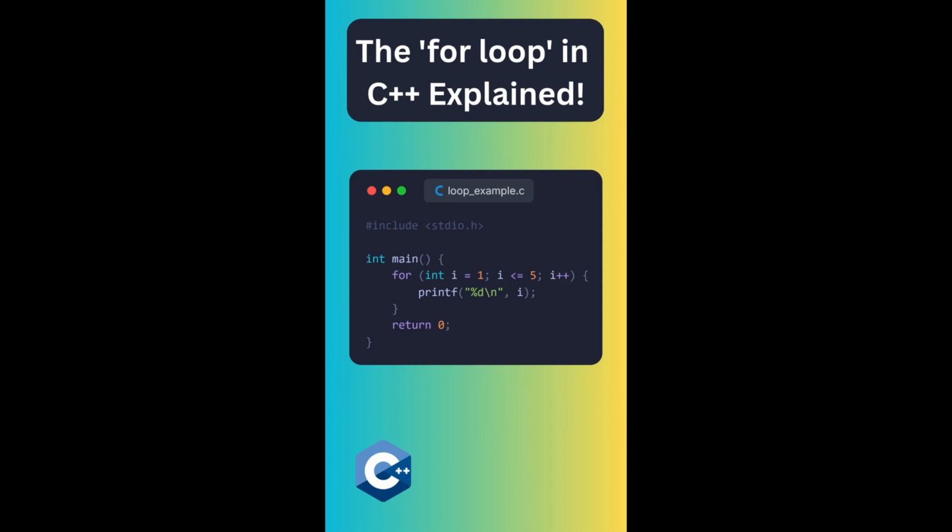Understanding for loops in C++. In C++, a for loop is just like in C. It's perfect for repeating code a set number of times. Let's look at a simple example that prints numbers from 1 to 5.